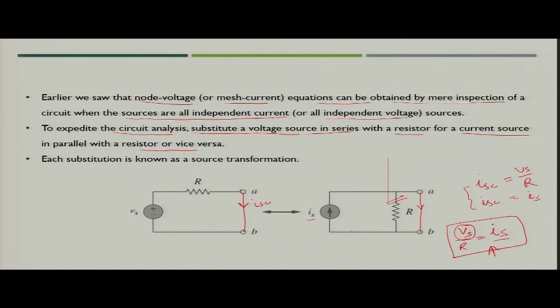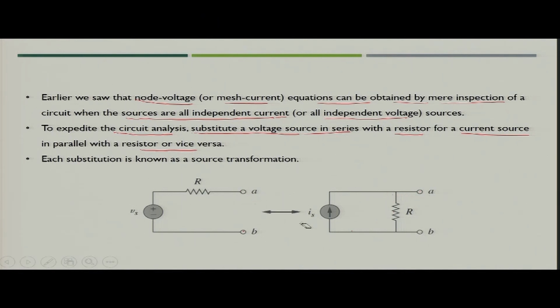Now, instead of short circuit, suppose you are verifying the same concept with the open circuit, because short circuit and open circuit are both characteristics of the circuit. So, in case of open circuit, what will happen? What would be the open circuit voltage across A and B? Open circuit voltage across A and B would be Vs. Similarly, in this case, what would be the open circuit voltage?